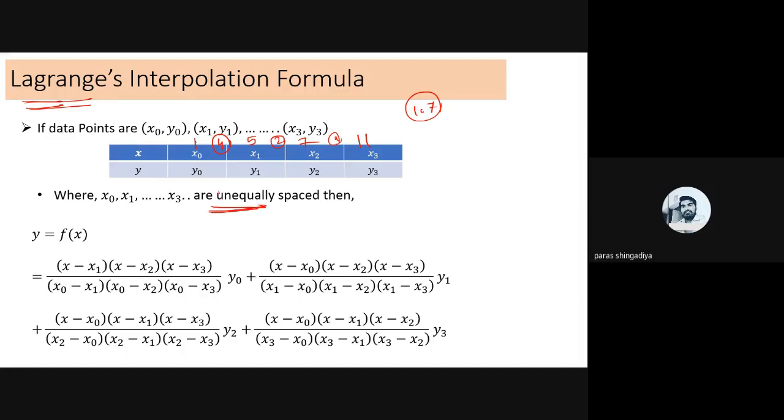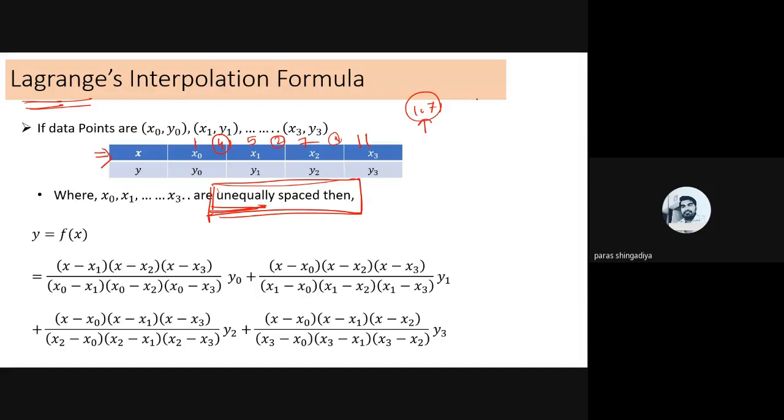Okay, this word is important. If the method is not mentioned in the question, then first you have to check the argument x. If it is equally spaced data, then you can apply Newton forward or Newton backward. Check the value: if it is nearer to the starting of the interval, apply Newton forward, and if it is nearer to the ending of the interval, apply Newton backward.